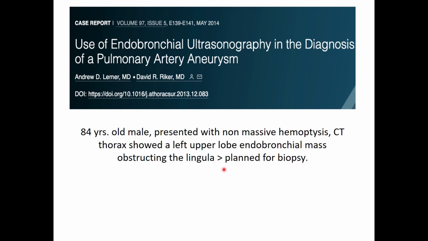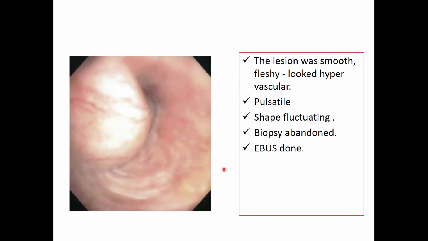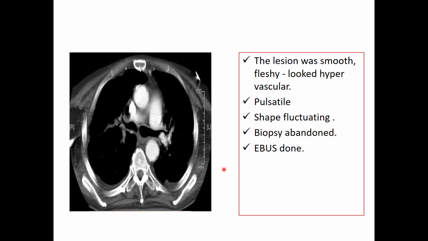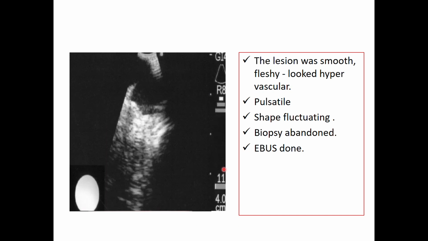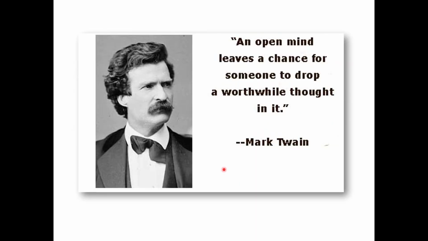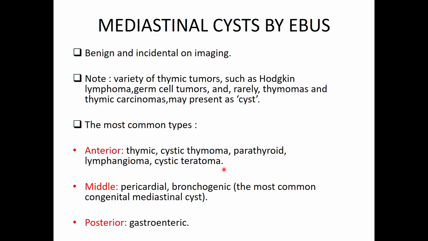Also, the use of EBUS TBNA in the diagnosis of a very rare condition, pulmonary artery aneurysm, where the lesion was smooth, fleshy, hypervascular and pulsatile, and EBUS was done. This was the finding of the EBUS. The findings reciprocated the same, so the biopsy was abandoned, and the left pulmonary artery aneurysm diagnosis was made. This is the fact I want to tell you: you need to be aware of what you are exactly dealing with.